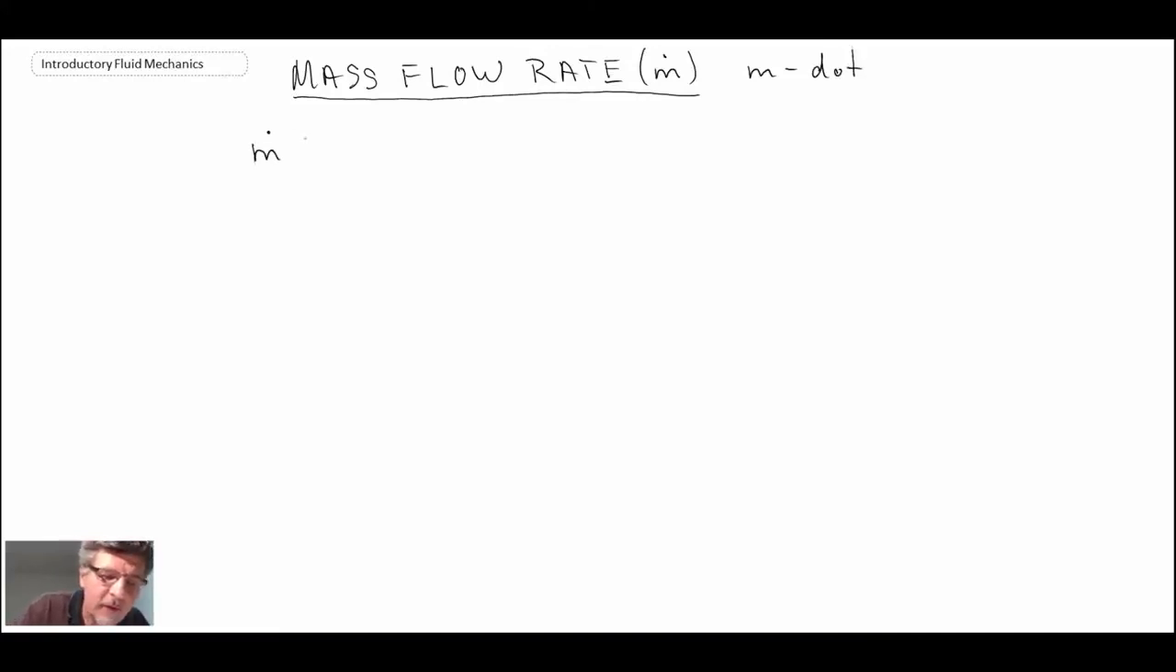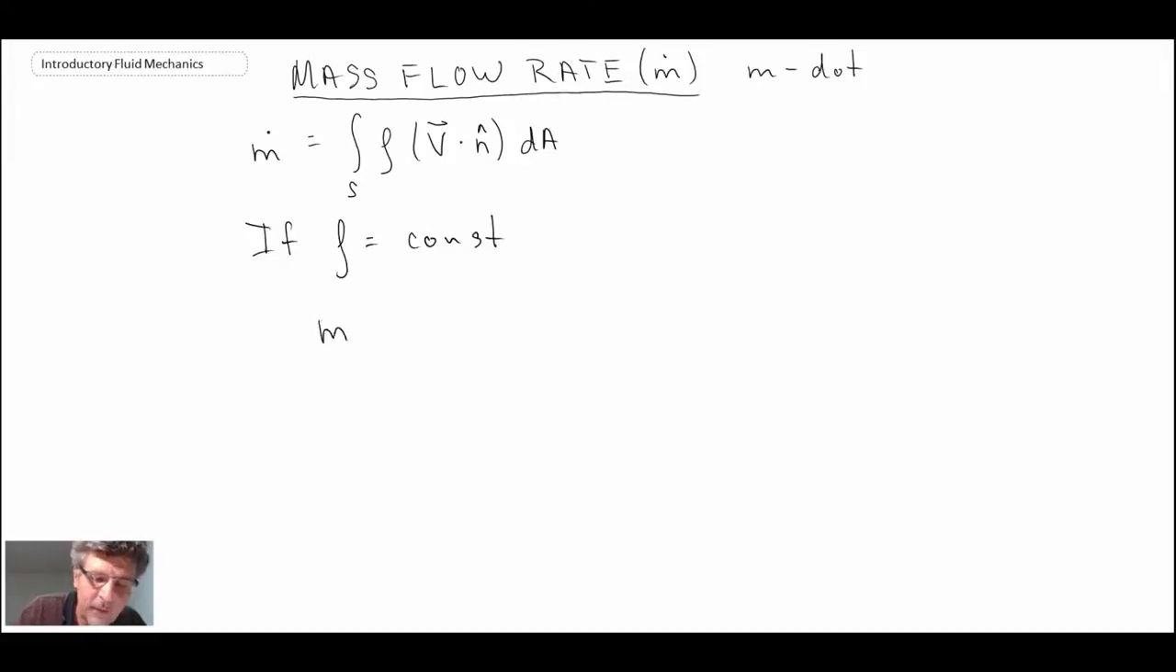So mass flow rate, or m dot, is a surface integral again. Look back to the segment that we just had on volumetric flow rate. The only difference here is that we put the density into the integral. So we have the dot product of the velocity multiplied by the unit vector, which is normal to the surface, and then integrated over the surface of the body. Now, if rho is equal to a constant, then you can pull the density out of the integral, and you would have something that looks like this.